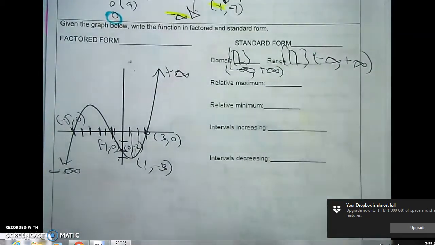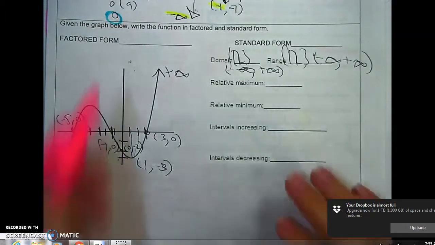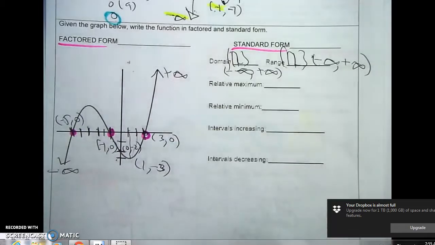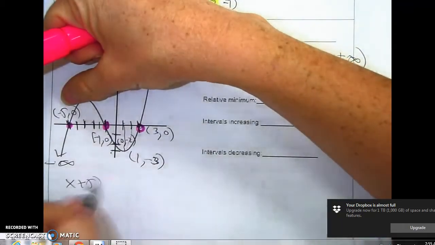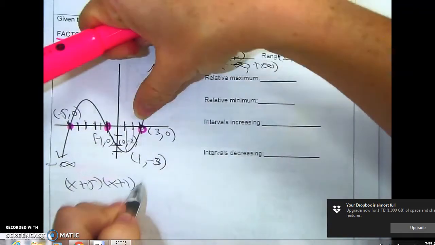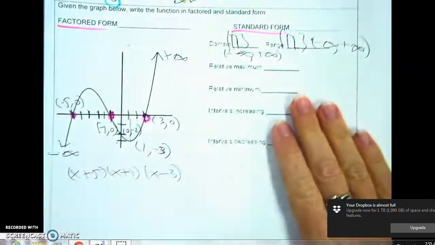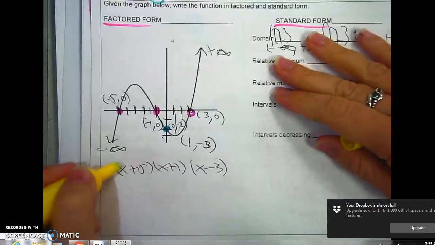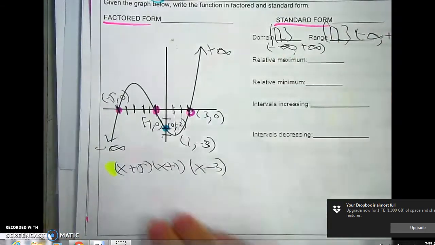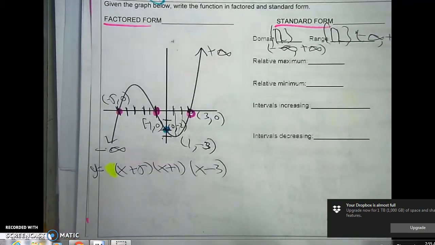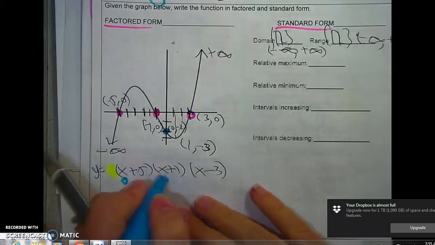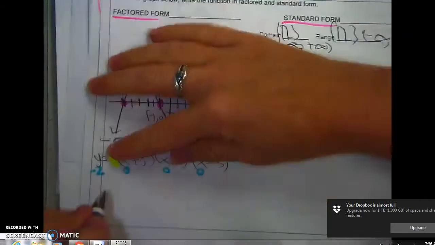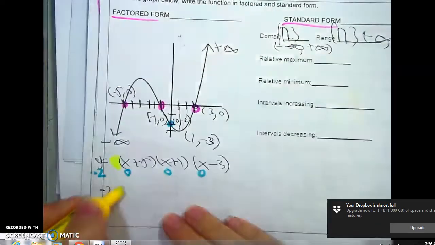But let me focus on the zeros, because they need the answer in factored form and standard form. So I need the zeros. Do the opposite: x plus 5, x plus 1, x minus 3. But the problem is there's a y-intercept that I have to acknowledge. So that's where I did the whole highlighter thing, and you have to figure out what number goes in there. I'm going to put the point 0, -2, because it has to go through that y-intercept.